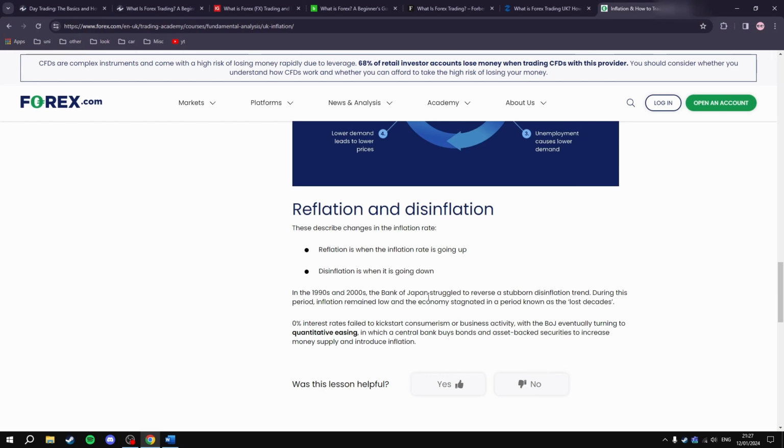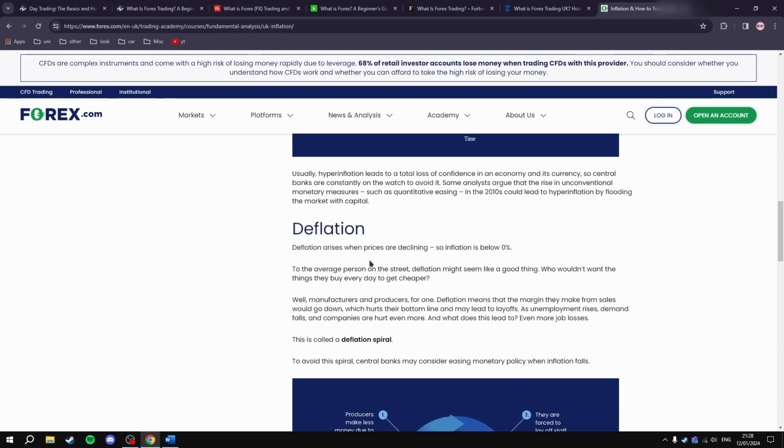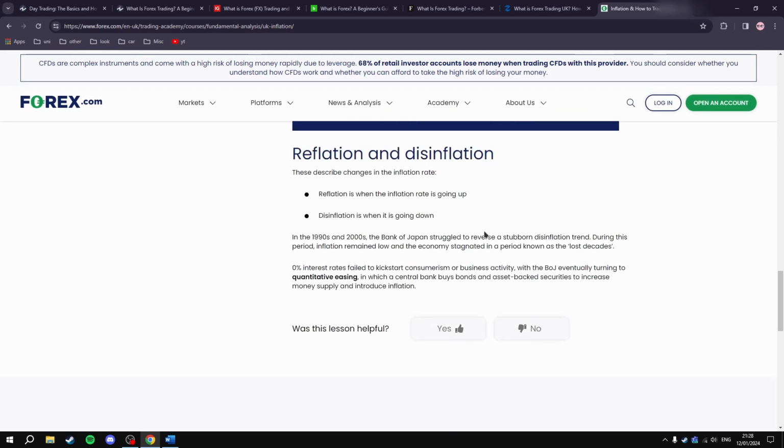In the 1990s and 2000s, the Bank of Japan struggled to reverse a stubborn disinflation trend, when the inflation rate is going down. During this period, inflation remained low and the economy stagnated in a period known as the lost decades.